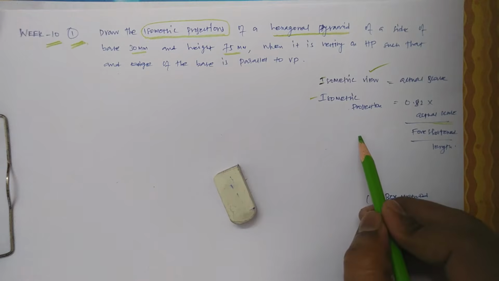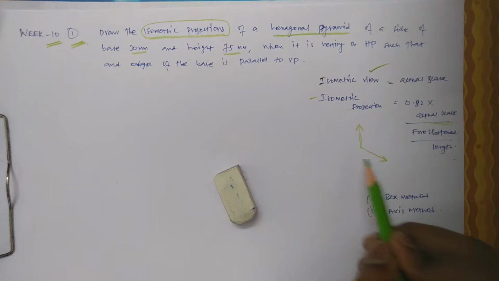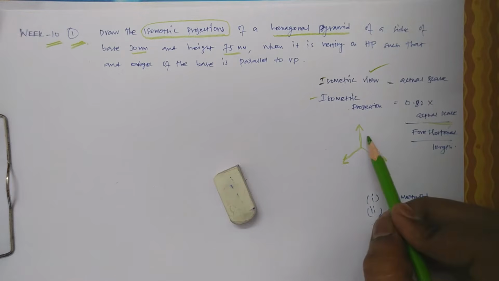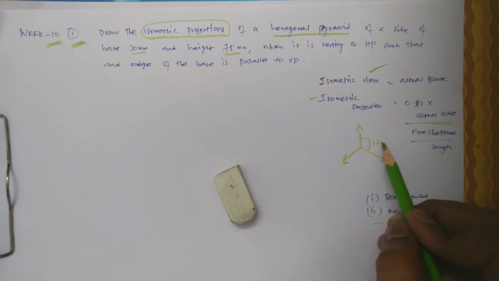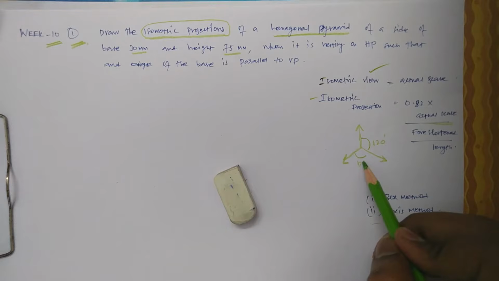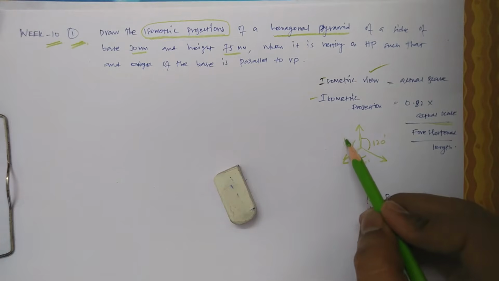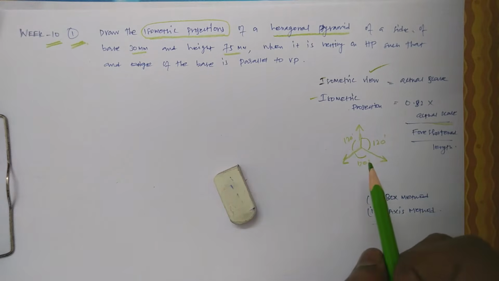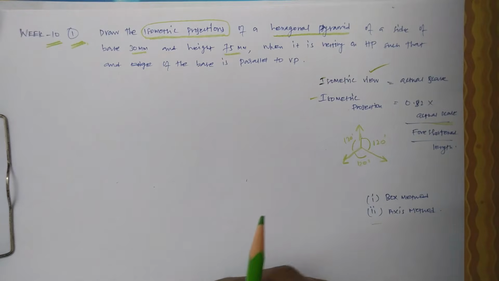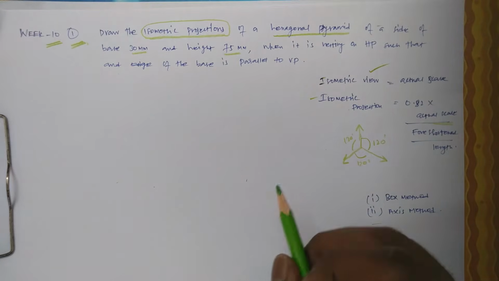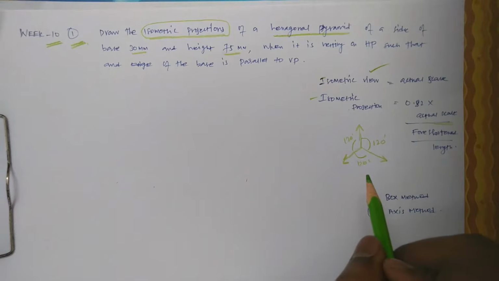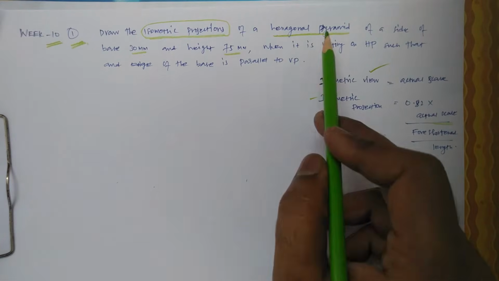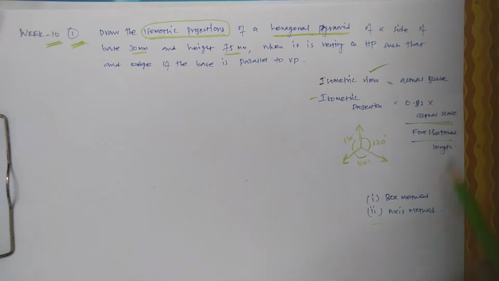The isometric projection is nothing but x, y, z. This is known as the isometric axis, 120 degrees all around. I will explain it in theory, so just go through the theory. I'm just going to project this hexagonal pyramid with this configuration.